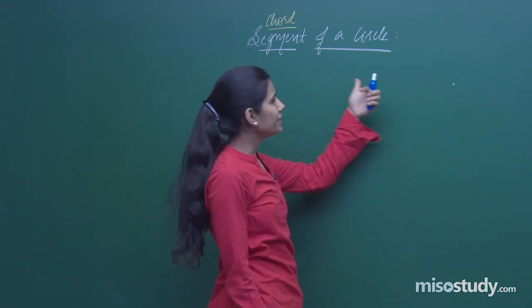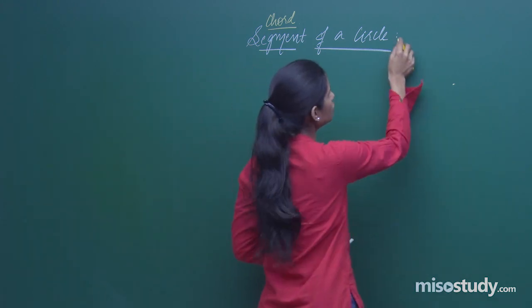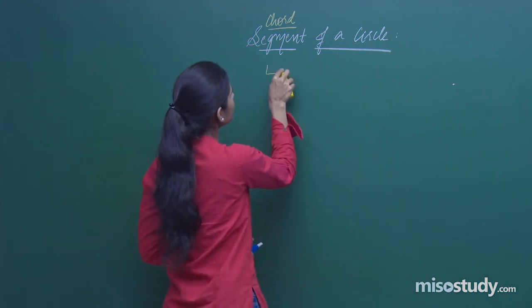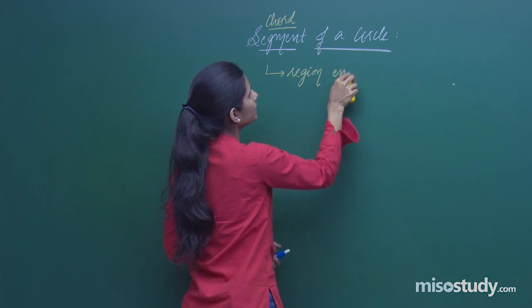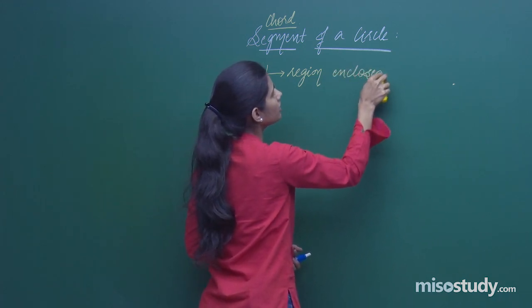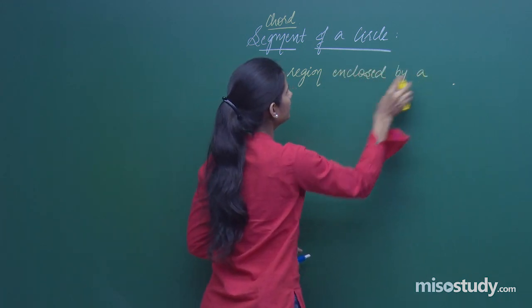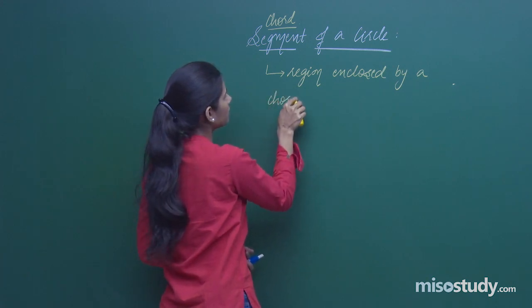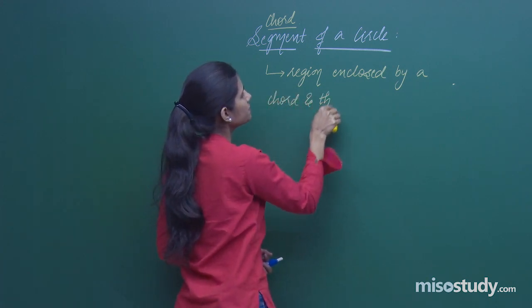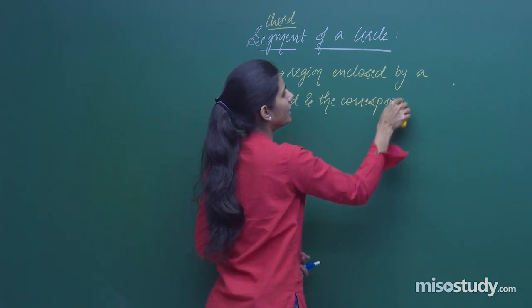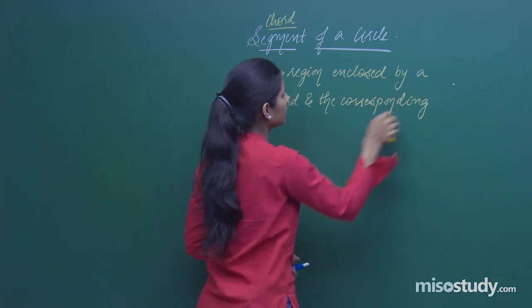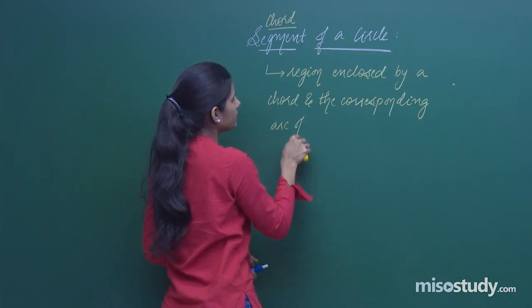What is segment of a circle? Don't confuse it with the sector. What is a segment? Region enclosed by a chord and the corresponding arc of the circle.